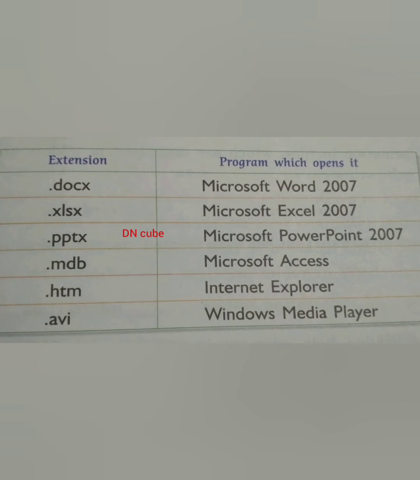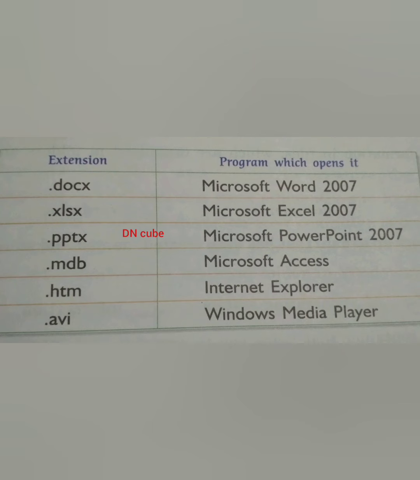Okay, and for Internet Explorer, the file extension is .htm. For Windows Media Player, the file extension is .avi. All the file extensions should be written in small letters. Okay, and by looking into these file extensions we can understand what kind of file it is and what kind of information is available within that file.